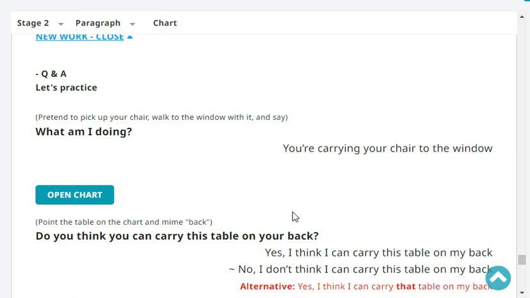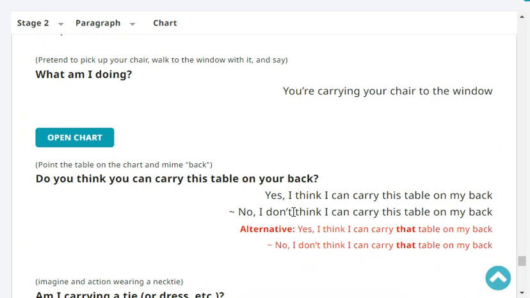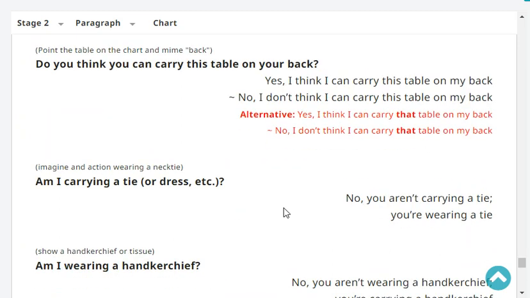Do you think you can carry this table on your back? Yes or no? Yes, I think I can carry the table on my back. Very good.